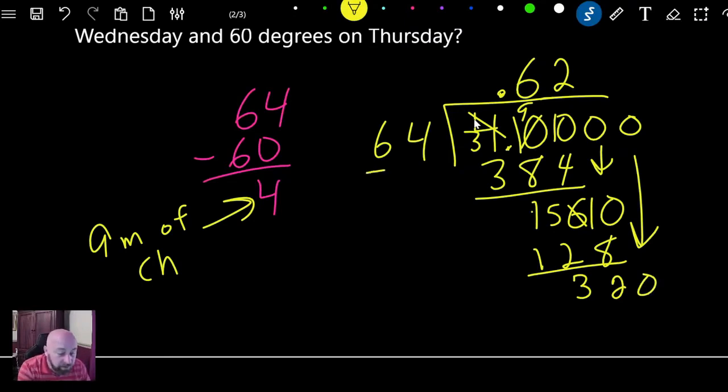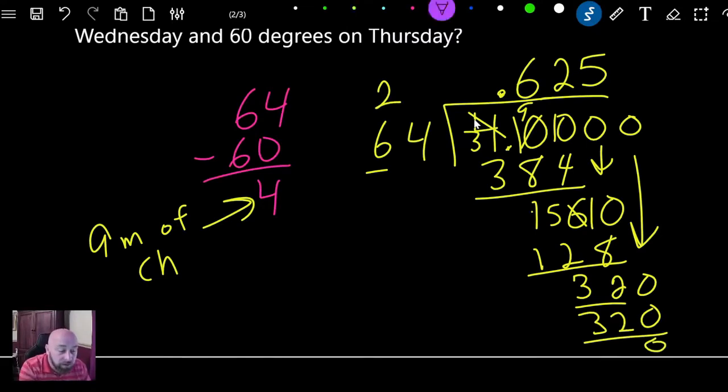And so now we say 6 goes into 32 how many times? Well, it goes about 5 times. So let's try 5. 5 times 4 is 20. 5 times 6 is 30, 32. Oh, look, we got it. It came out without a remainder. Good. So this is our answer.